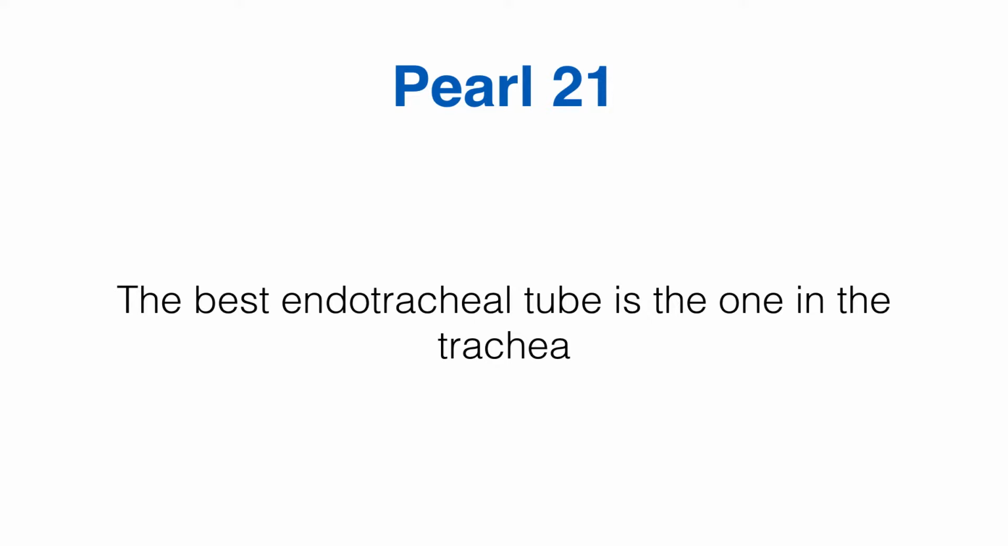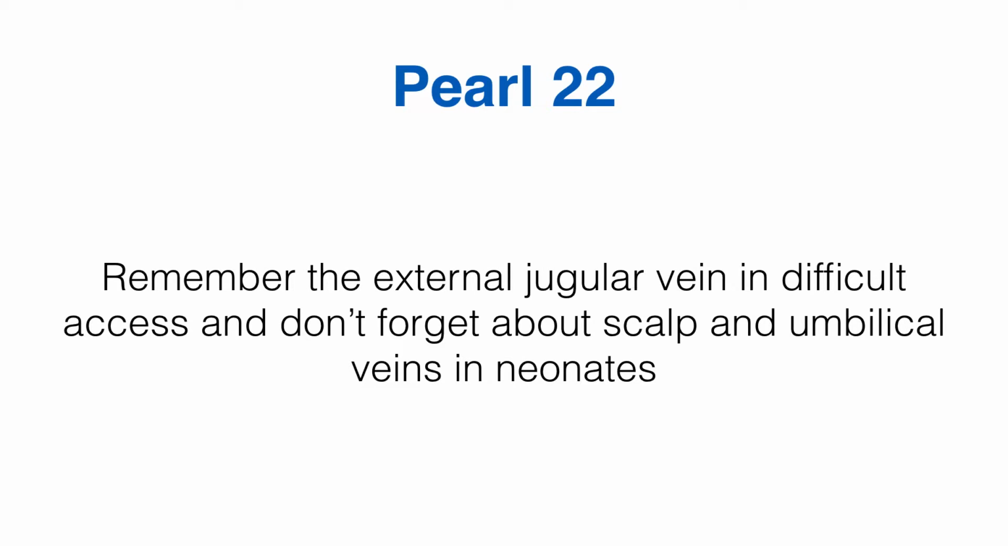Okay, moving on to peril number 22. So peril number 22 is remember the external jugular vein in difficult access, and don't forget about scalp veins and umbilical veins in neonates. So if you're a regular listener to the podcast, you know what my view on access is in haemodynamically unstable children.